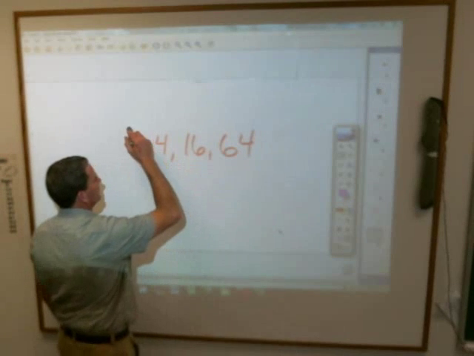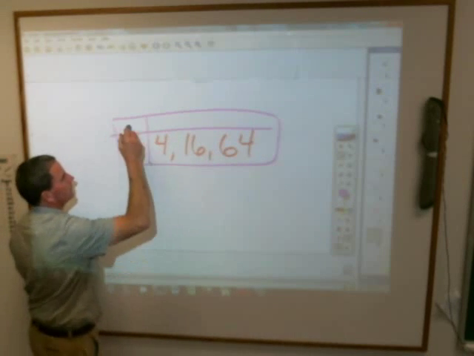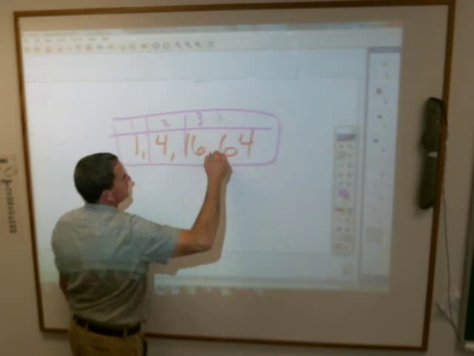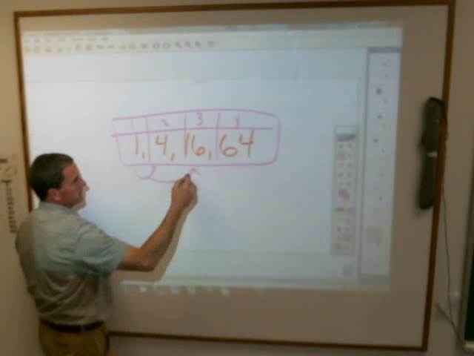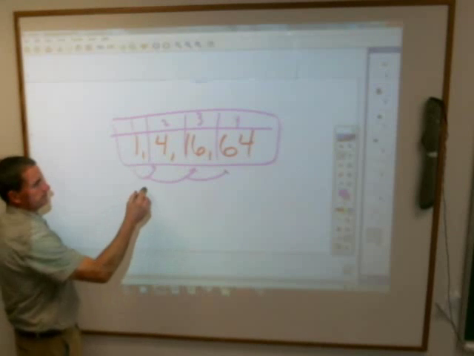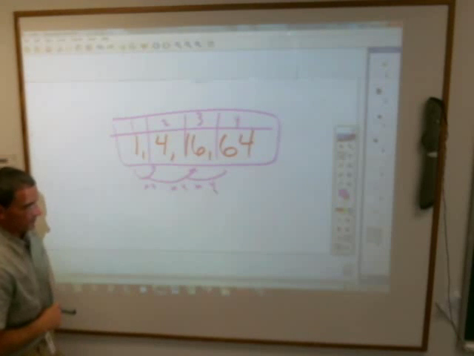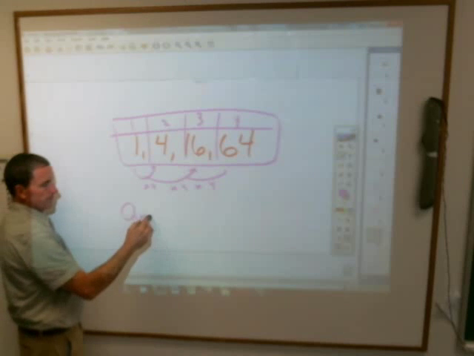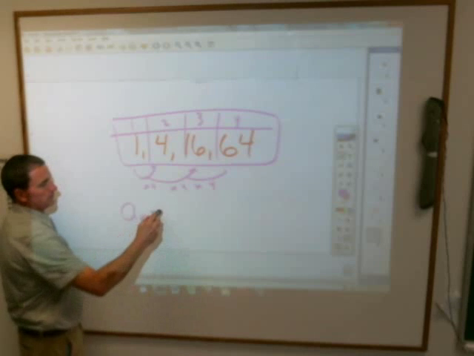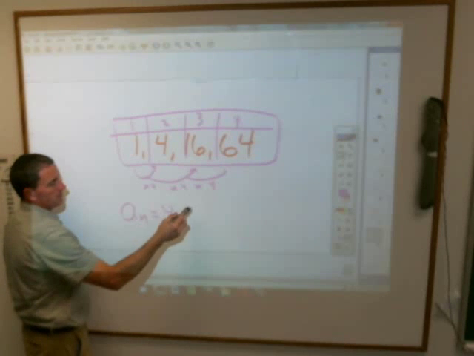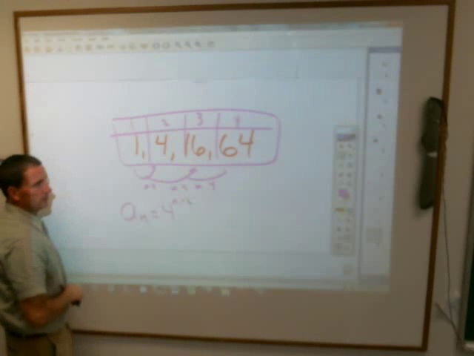Like I said, the first thing you want to do is kind of make your little table so you know what the deal is with the terms. First term, second term, third term, fourth term. Then look to see what's happening between these things. What's happening every time? Times 4, times 4, times 4, right? So what's that going to be? A sub n equals 4 to the power n minus 1. Same thing as the 3, except this time you're multiplying by 4.